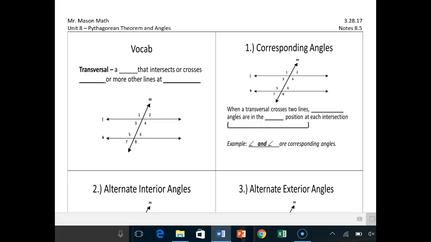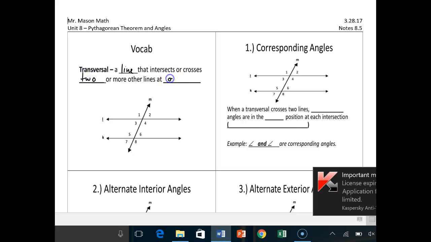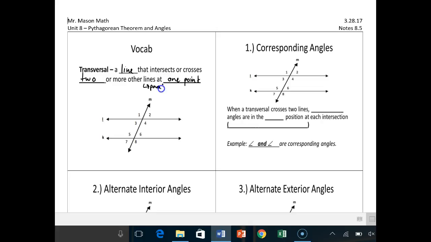So just to start, a transversal is a line that intersects or crosses two or more other lines at one point. And it's also important to note that these lines are parallel lines, okay? So for instance, this right here, line M, is the transversal to line L and line K. So this is our diagram.